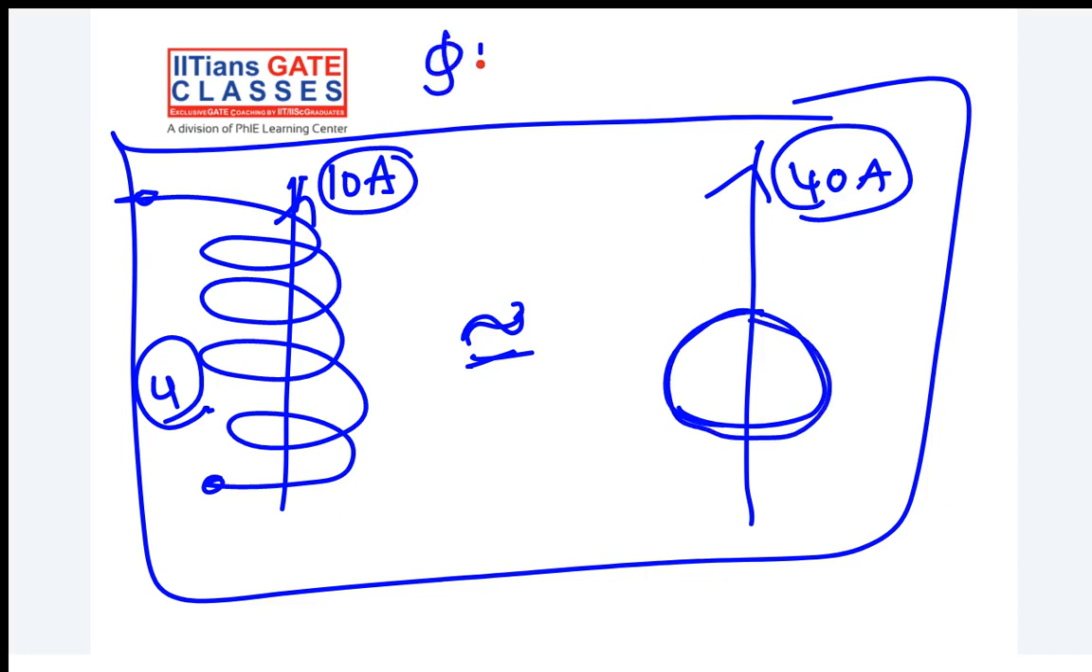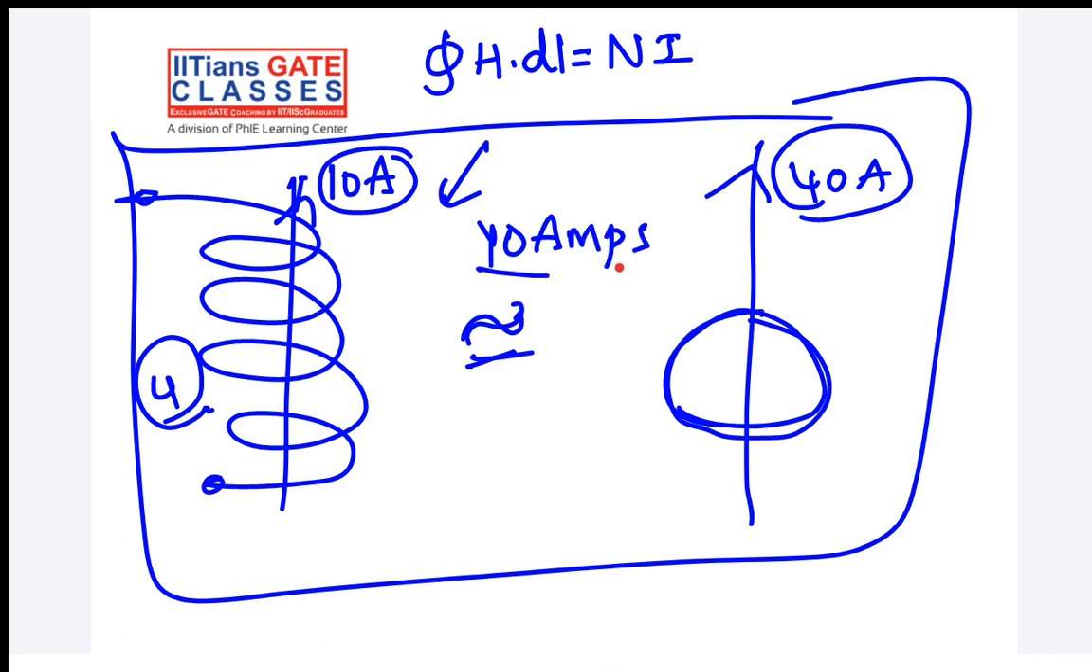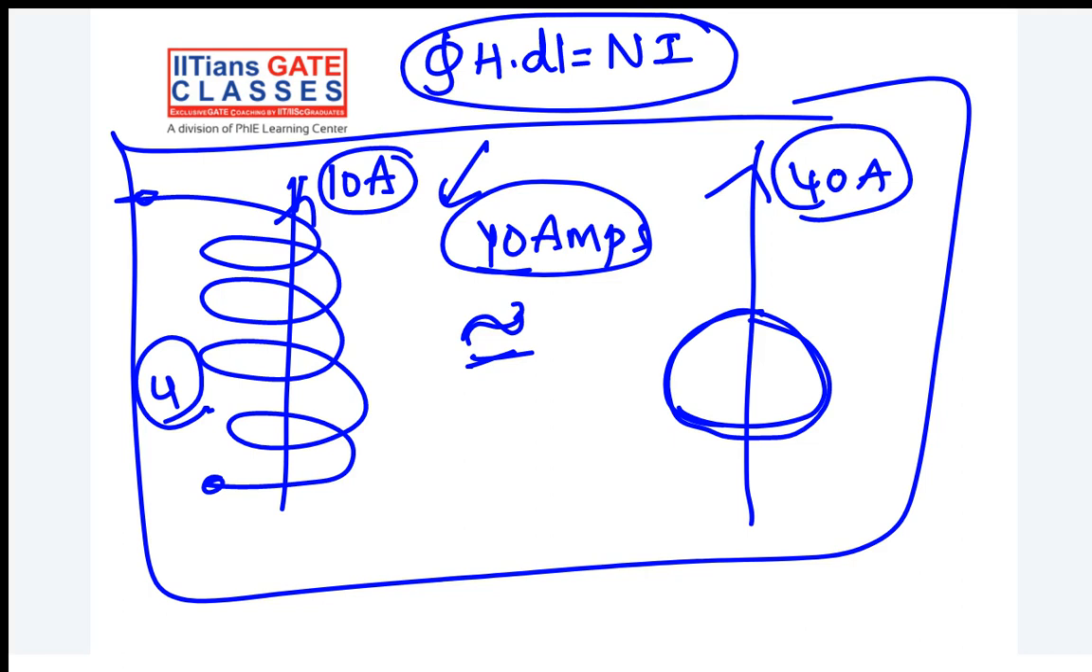That's what it says: integral H dot dl is equal to N into I. So in the first case, what you are going to get is 40 amperes. What is the meaning of this, as Ampere's law says? You are going to capture 4 times the magnetic field. If you take one loop, you capture a magnetic field corresponding to I. And if you take 4 loops, your magnetic field is increased by n, the number of windings. I hope this makes sense.